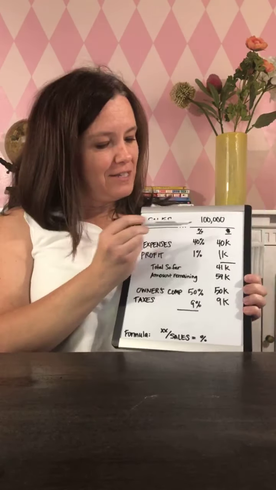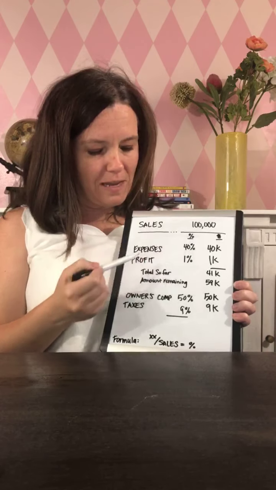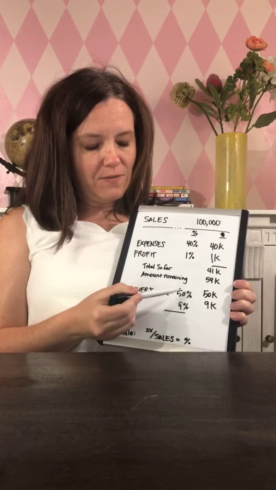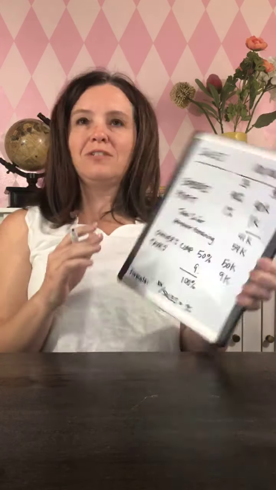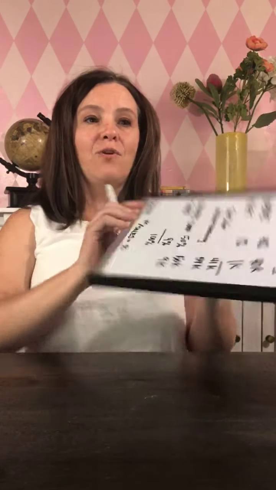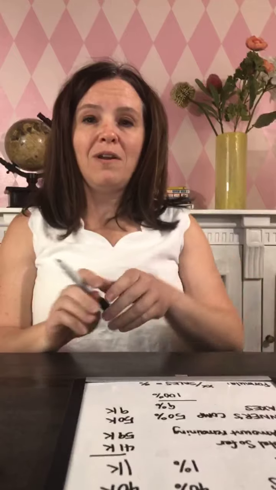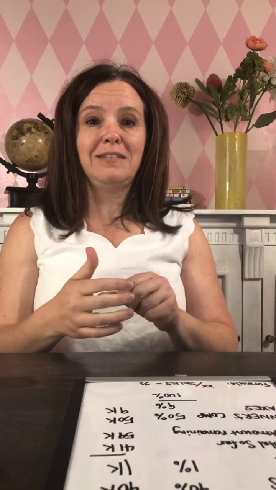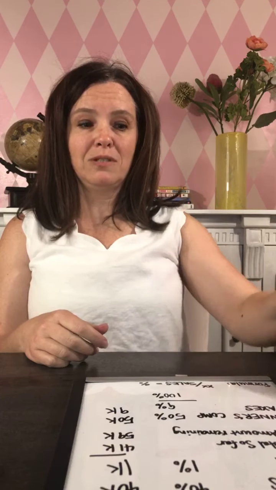So if we add up all these percentages, our 40% to expenses, 1% to profit, 50% to owner's comp, and 9% to taxes, we now have our 100%. We have just divided up our sales cake. And so we are ready for tomorrow when we are going to talk about the next step in our Set It and Forget It cash management system.